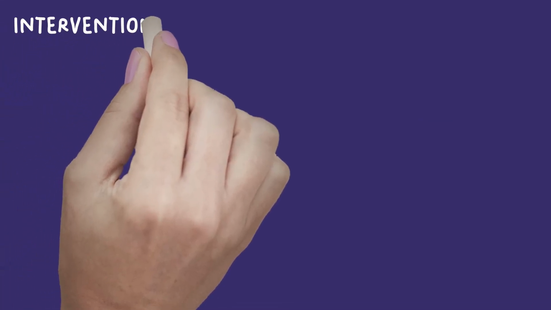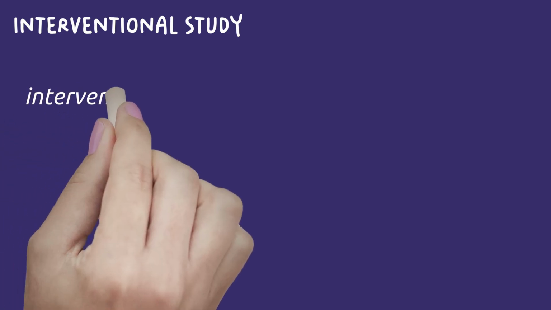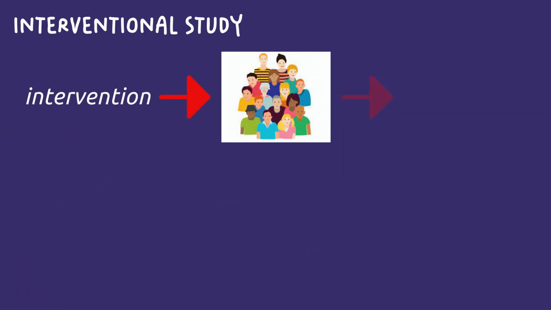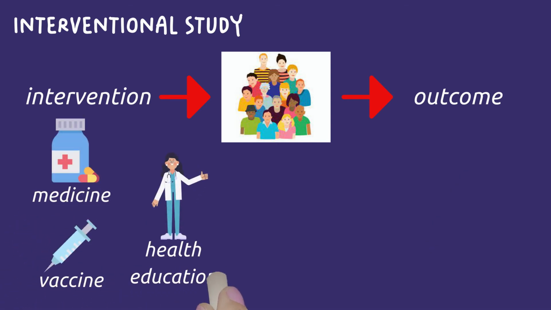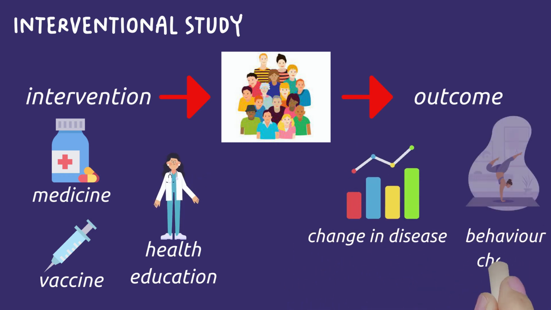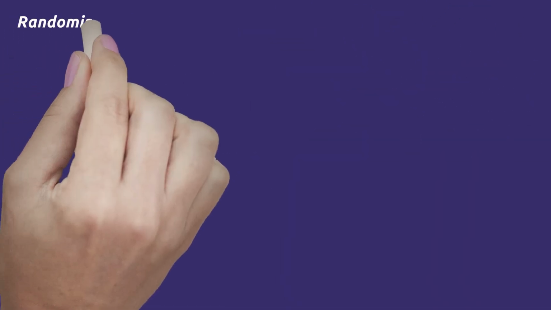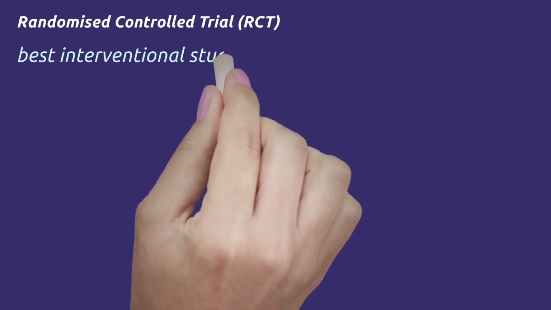Now let's look at another type of study, an interventional study. In an interventional study, an intervention is done on a group of people and the outcome studied. Examples of intervention can be giving a medicine, a vaccine, or health advice. The outcome can be things like change in disease status or change in behavior. A randomized controlled trial is the best study design for an interventional study.